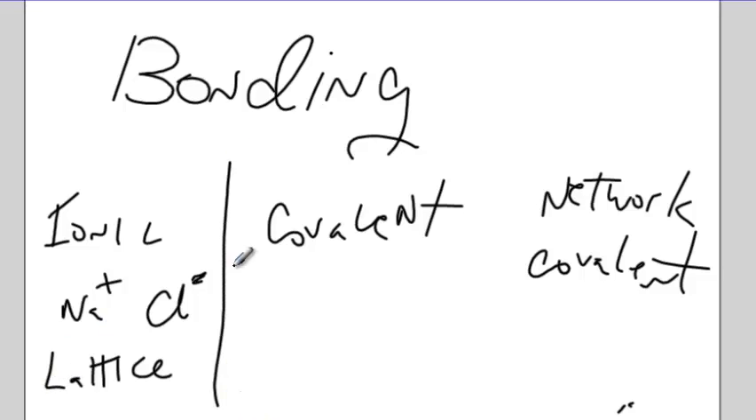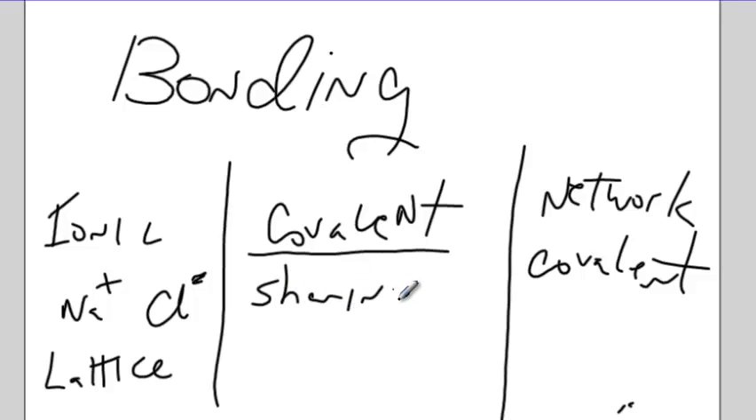As opposed to covalent, which is, if you will remember, a sharing of electrons. So you have individual molecules. And then network covalent is actually a 3D, pardon the expression, network of covalent bonds that's very, very strong, like a diamond. Diamond is the hardest thing that we know of. And it's because there are a lot of bonds in all directions. I'll show you a model in class. That's the strongest there is.